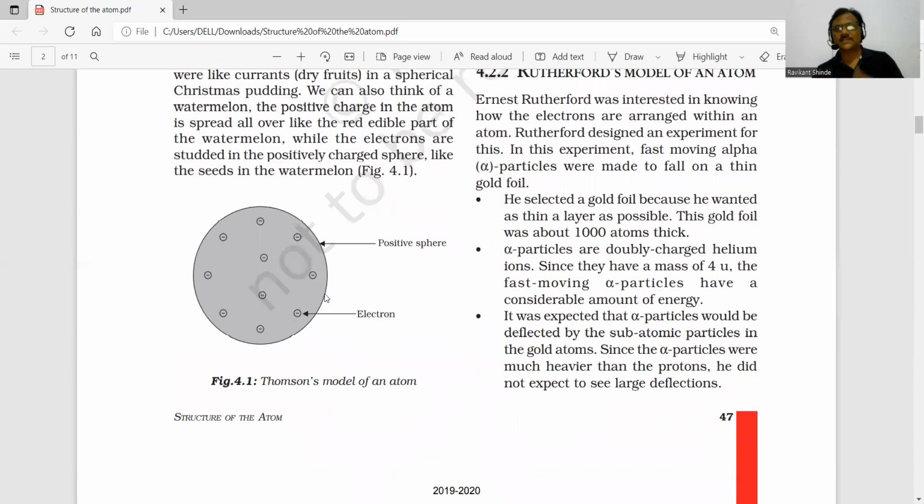So what he did in the second phase, he took an atom. He wanted to discover the nucleus. What exactly it is, he did not know, but he took a gold foil, a very thin foil about 1000 atoms thick. Then he passed alpha particles through it. Alpha particles are doubly charged, positively charged particles like helium.